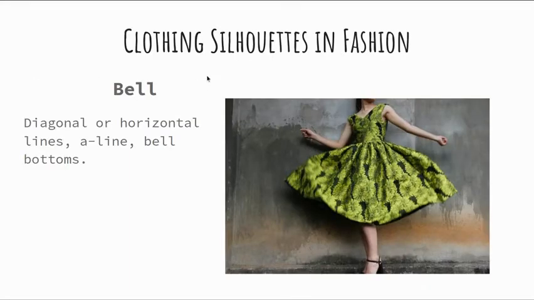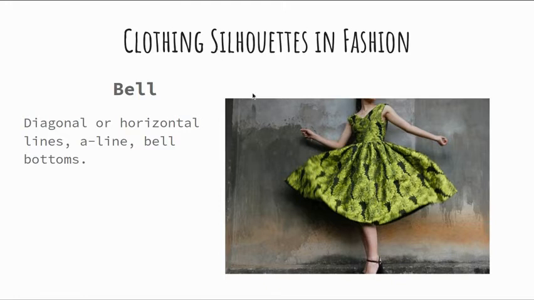So that's kind of like going with the body shapes. Now let's look at the actual shapes of clothing. So the shapes are the silhouettes in fashion. We have 4 popular ones that we're going to look at. So the bell, it's diagonal or horizontal lines. It can also be A-line or bell bottoms.